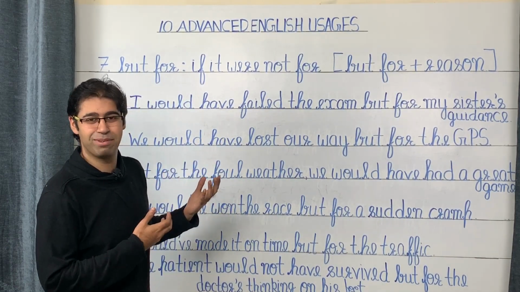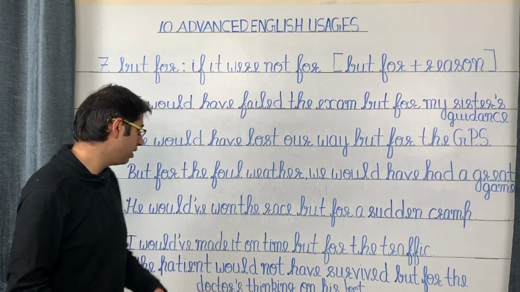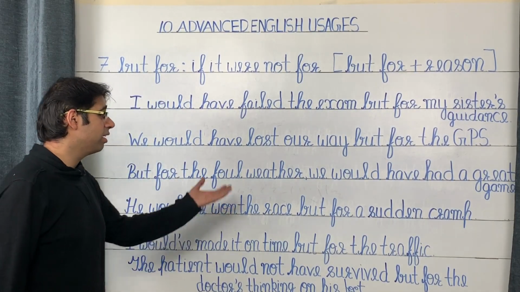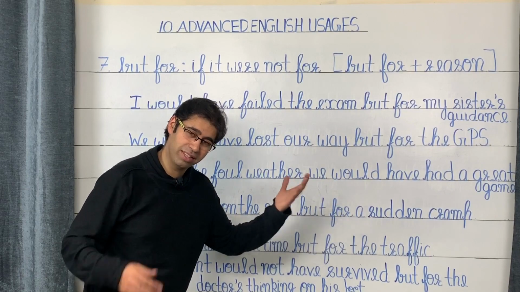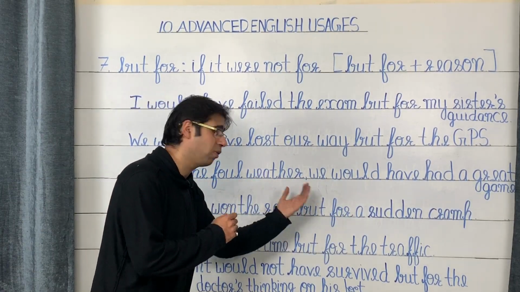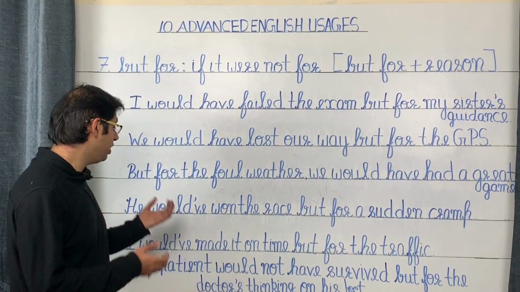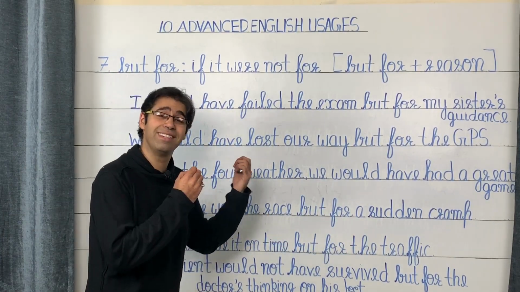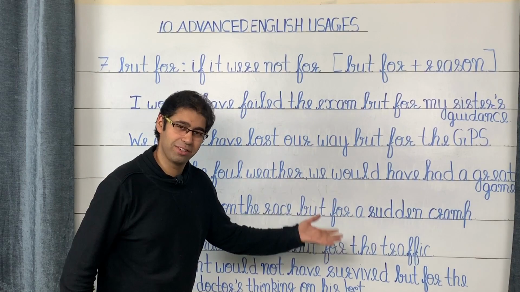On to the next example. Our next example is, he would have won the race but for a sudden cramp. And that's to say that he would have won the race if it were not for a sudden cramp, or he would have won the race but he did not because of the sudden cramp.